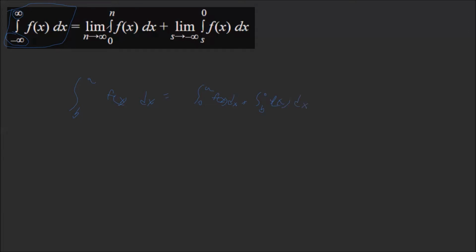And so we're splitting into two, and then we're taking the limit as n approaches infinity of our upper bound and the limit as m approaches negative infinity of our lower bound. So we're essentially using the same process we did to solve improper integrals with one infinite bound, except we are now splitting our integral into two separate pieces and then individually solving it.